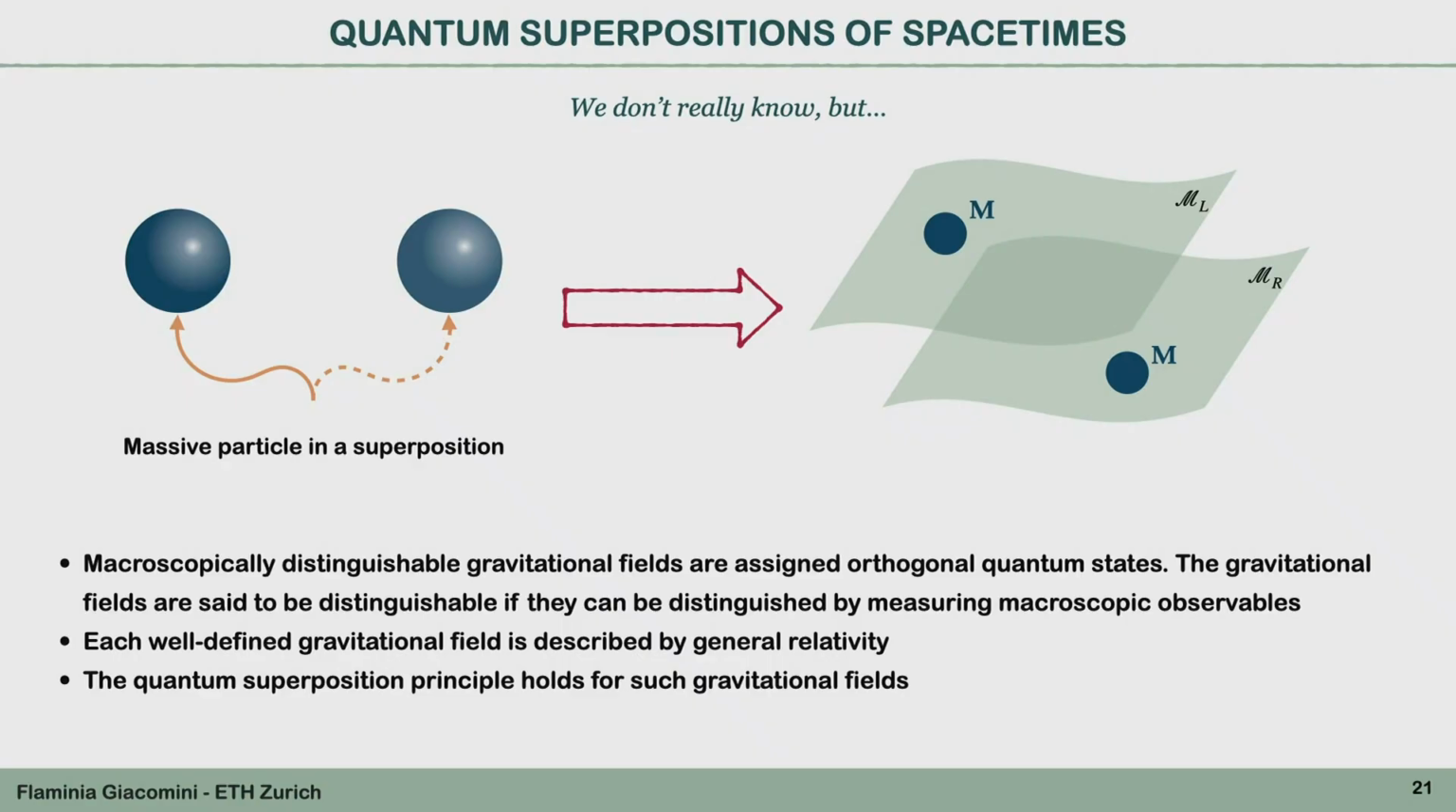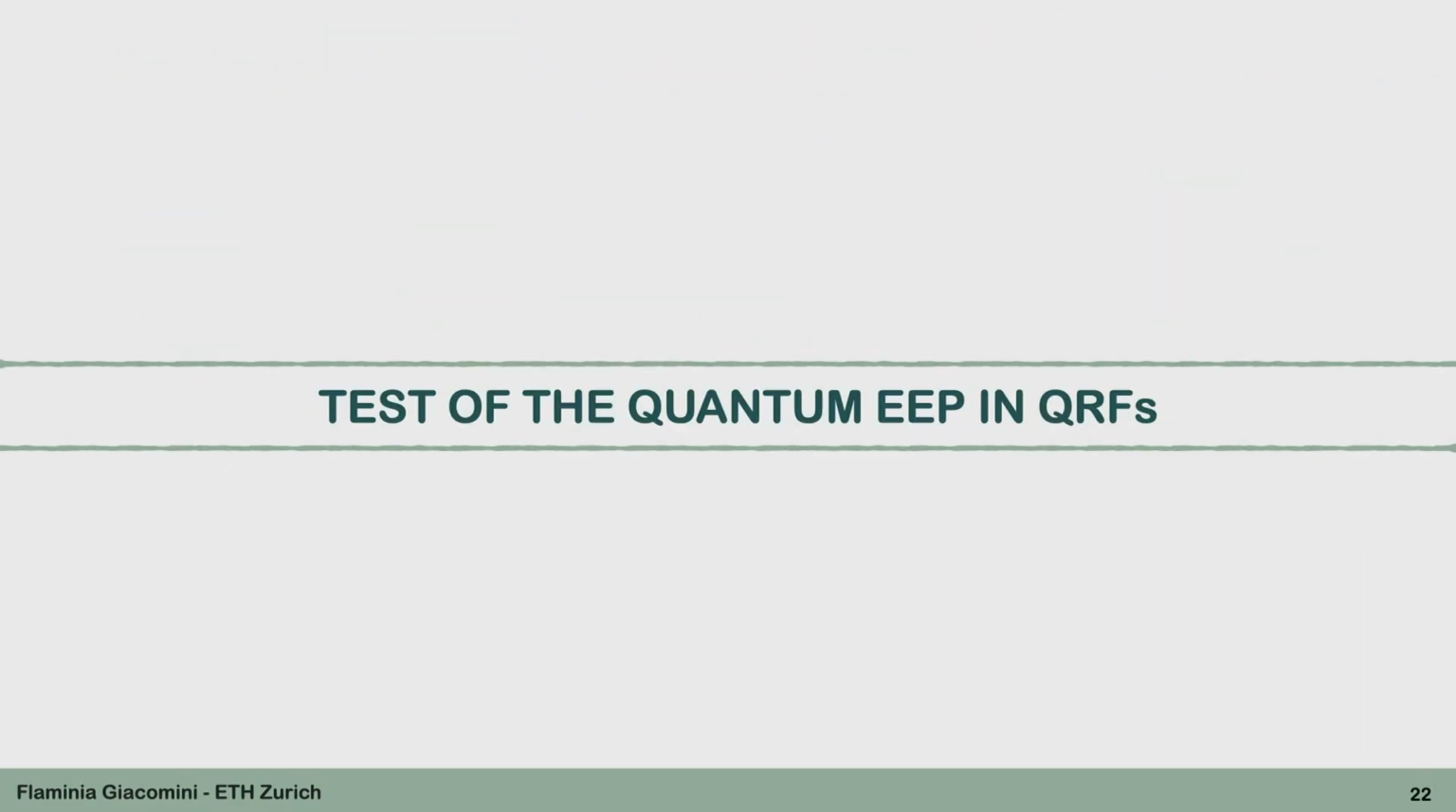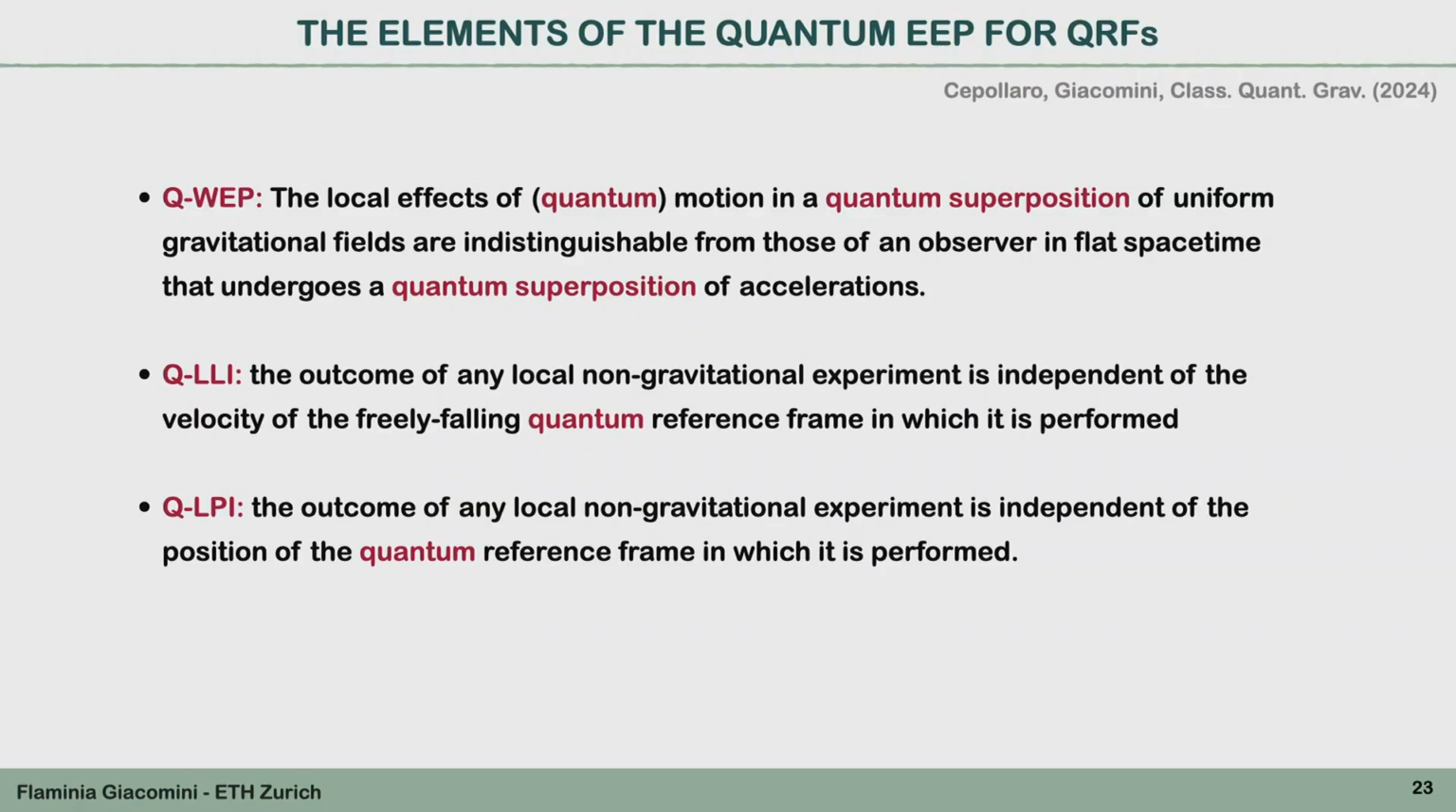All for now about superpositions of spacetimes, but this was just an appetizer. How do I test the quantum equivalence principle, the Einstein equivalence principle in quantum reference frames? I told you that the Einstein equivalence principle breaks down into three elements that are particularly useful if you want to devise a test. The same happens for the quantum equivalence principle for quantum reference frames. We call them weak equivalence, QLLI, QLPI.